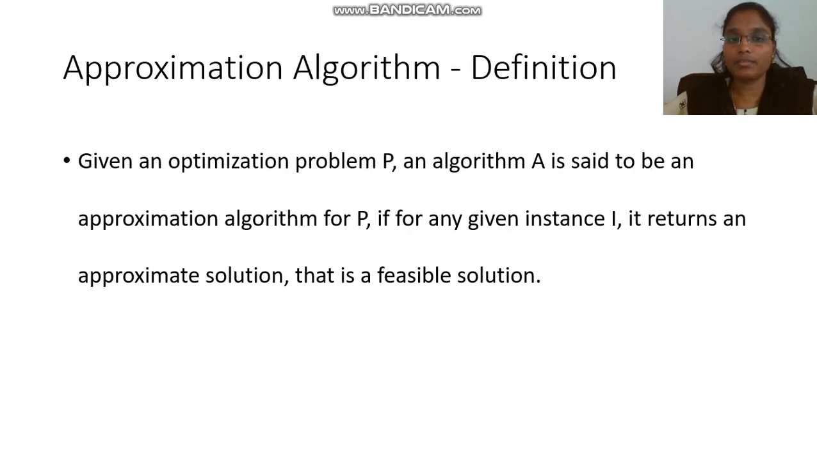Now the approximation algorithm can be defined like this. Given an optimization problem P, an algorithm A is said to be an approximation algorithm for P if, for any given instance I, it returns an approximate solution, that is, a feasible solution.